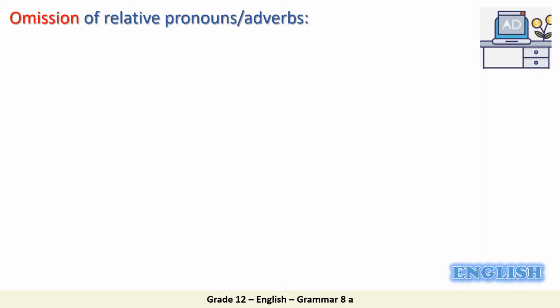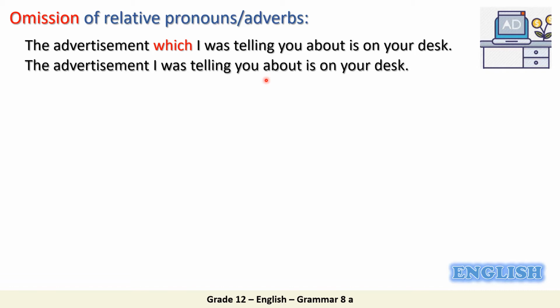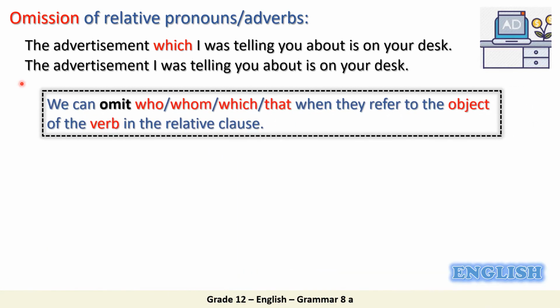Now let's study some of the cases in which we can omit, we can cancel or delete the relative pronouns or adverbs. Please read these two sentences. Are both of them correct? What do you think? Ready? The first one reads, the advertisement which I was telling you about is on your desk. The second is the same, but without which. Which one is correct, or are both of them correct? Indeed, both are correct.